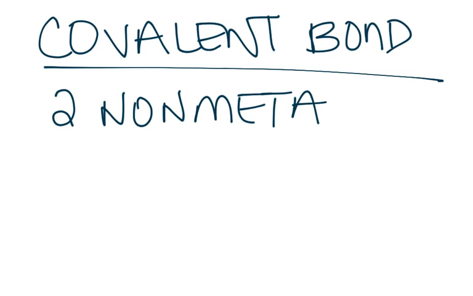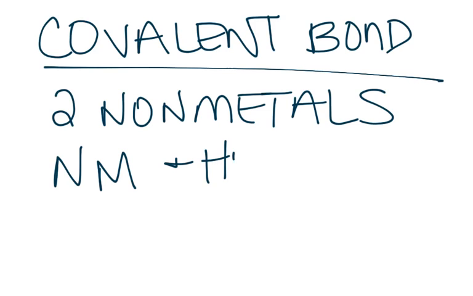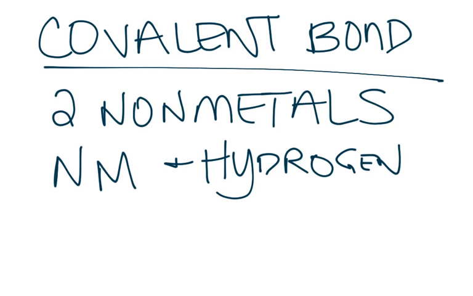Now, for the record, you know there's always an exception. It can also be a nonmetal and hydrogen, because as we've said all along, hydrogen is just his own special guy that kind of follows his own rules. So what's happening with these covalent bonds? Nonmetals are on the right side of the periodic table. So you're talking about 5, 6, 7 valence electrons.